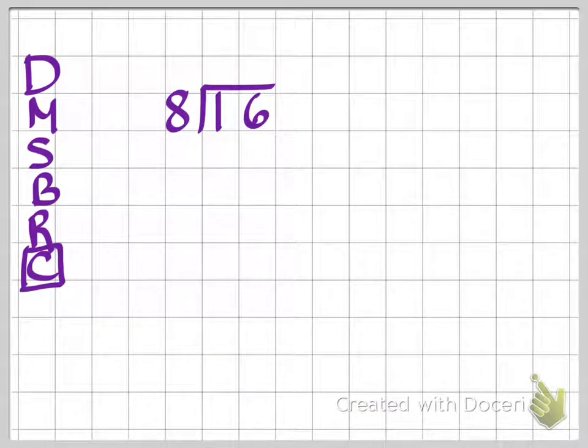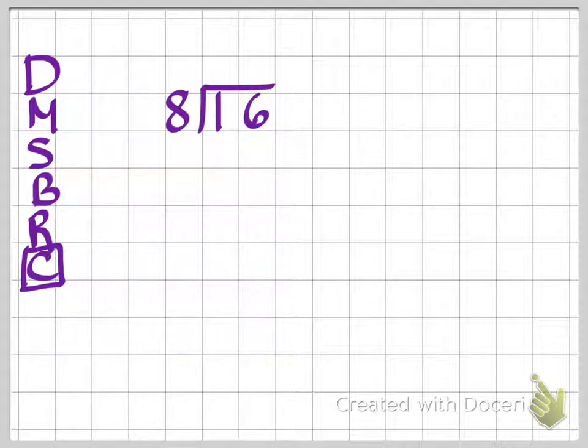Alright, here's another practice problem. It's 16 divided by 8. And we have the phrase: Does McDonald's Sell Burgers Really Cheesy, or divide, multiply, subtract, bring down, repeat, and then check. Now you're going to look at 16 divided by 8 and say, oh, I already know the answer. Well, the reason I have you practice with the easier problems is because we are going to get into much bigger problems, and you need to master these steps now. So go ahead and pause me, try to work it out using all the steps, and then come on back.